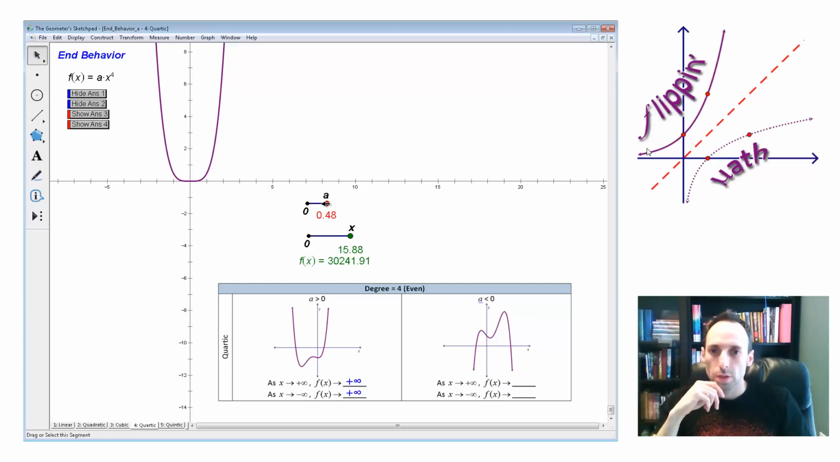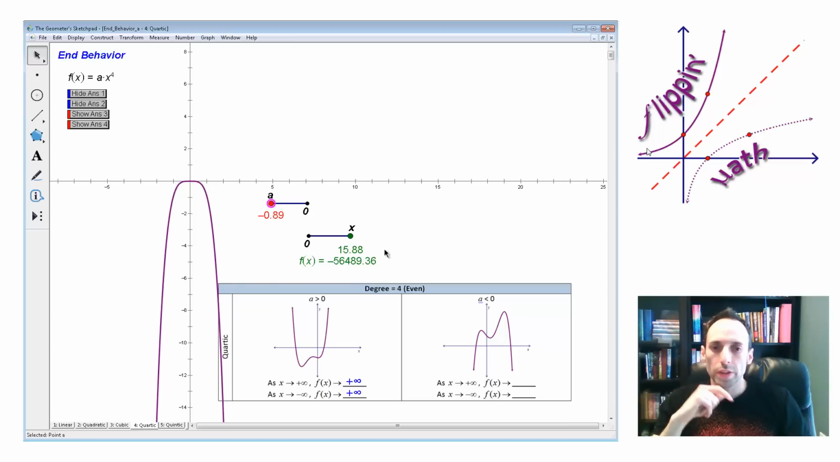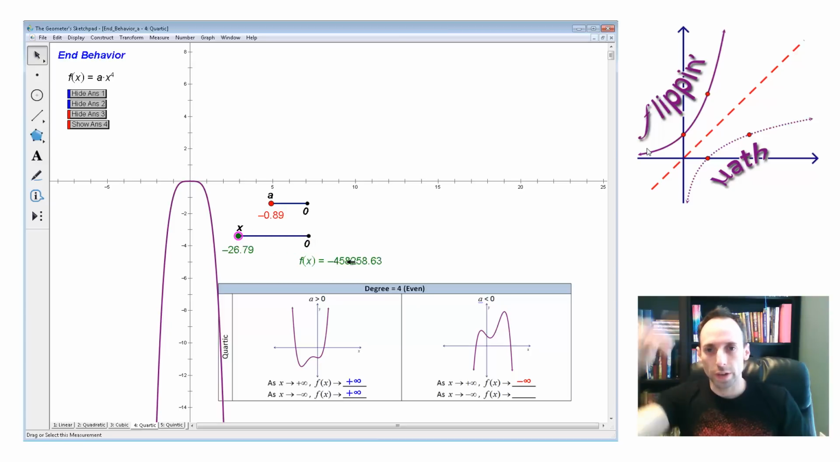Okay, so let's do the negative side. On the negative side, as x goes to positive infinity, f of x is getting real small. Negative infinity, you can see this. And then if x goes towards negative infinity, f of x is also going to negative infinity. Both ends are pointing downwards. Easy. So if you haven't seen the pattern yet, one more.